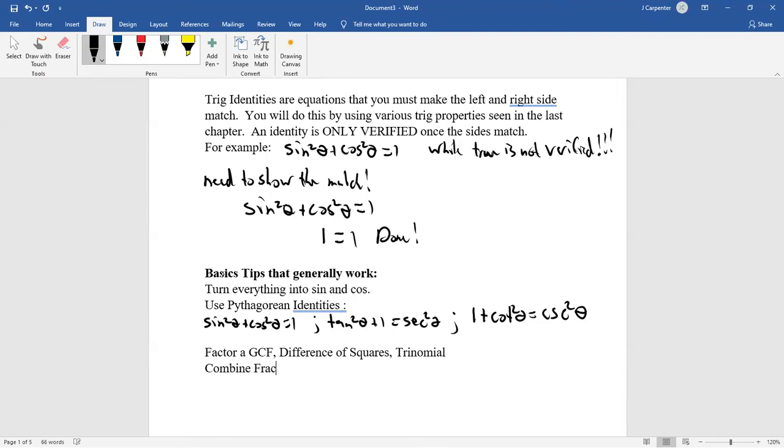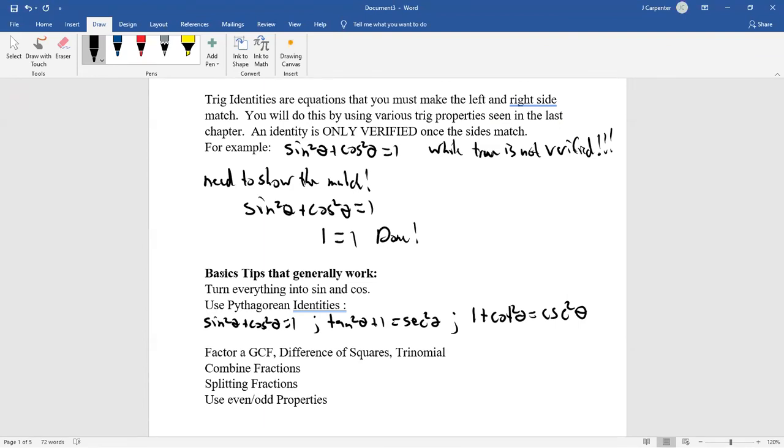Combining fractions sometimes helps if you have separated fractions. Or if you have just one fraction, separating or splitting fractions may be helpful. Also use the even and odd properties of your trig functions. Remember, cosine was even, sine and tangent were odd. Even meant that the negative inside the angle can just be deleted. Odd meant that the negative inside just gets dragged outside. So refer to your old notes for that. Something else that can be helpful.